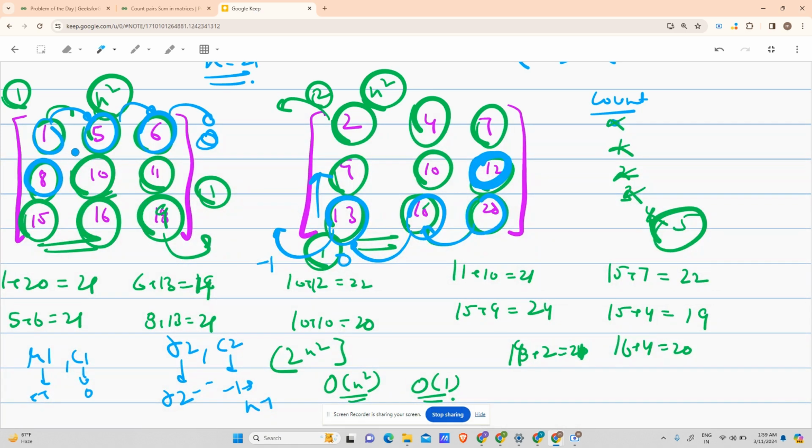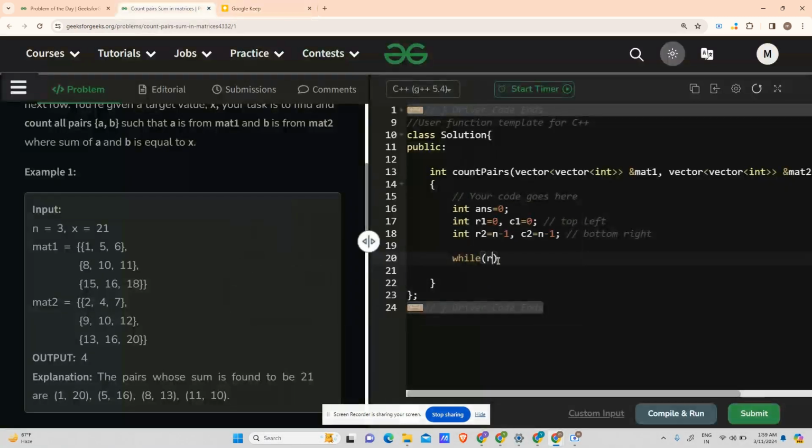Now, when will this loop end? This loop was ending when my R2 was actually coming here, because when I go here, again this will be implemented. My column 1 will become 0 and my R2 will become n, so R1 will become n. So I will end this when R1 becomes n. And similarly here, when R2 becomes negative. So while my R1 is less than n and my R2 is greater than or equal to 0, that is, it is not negative, what will I do?